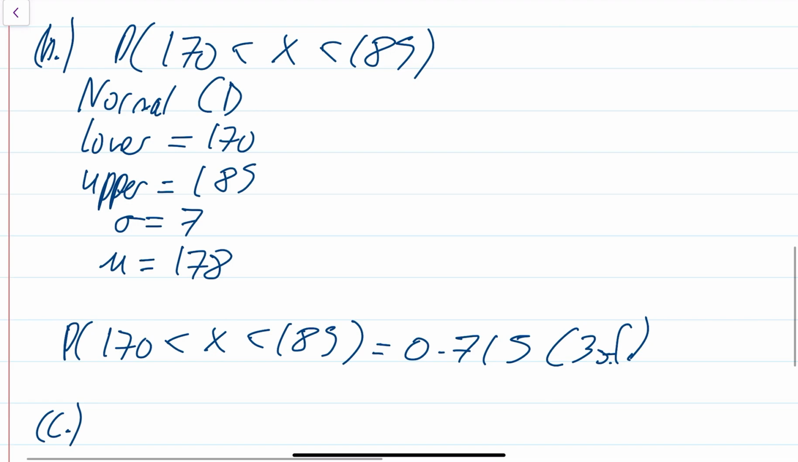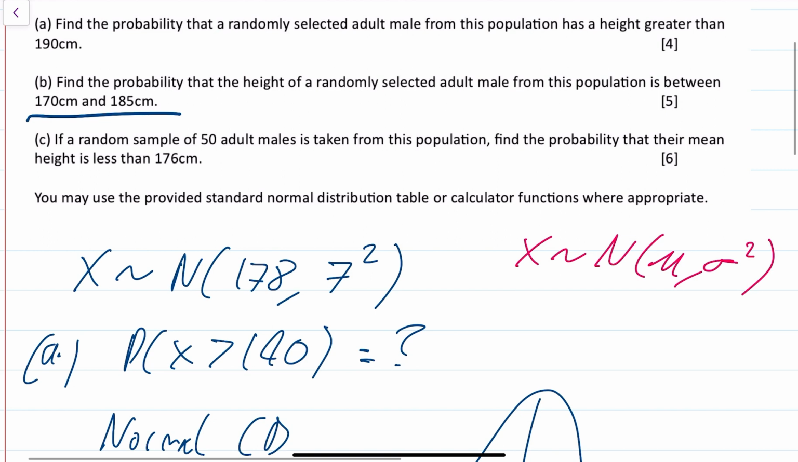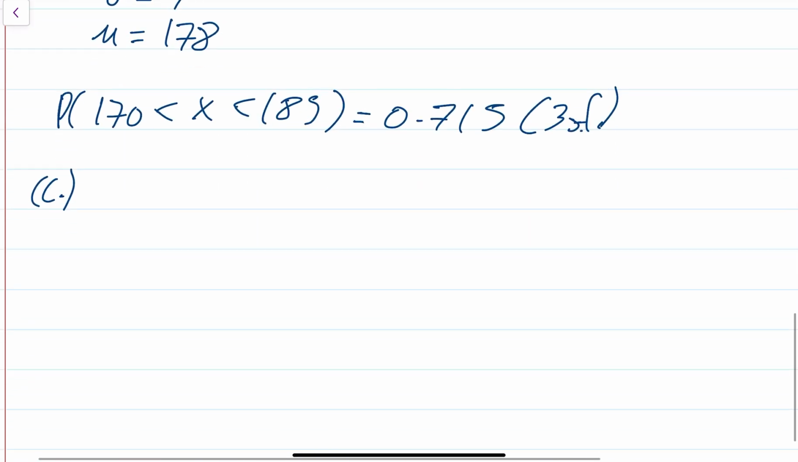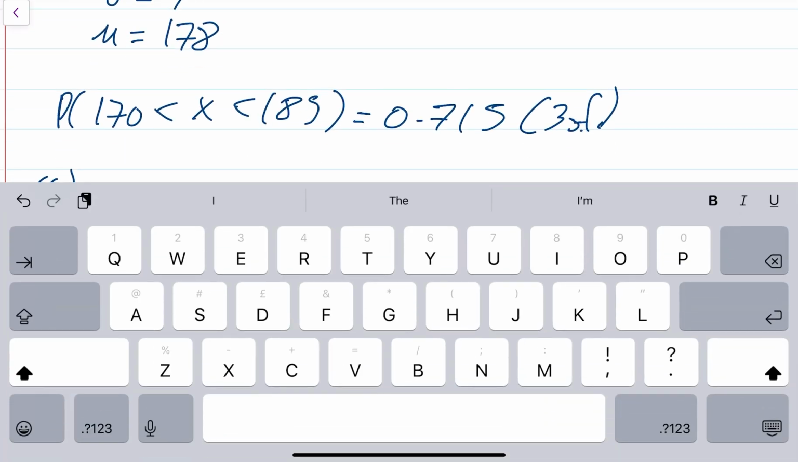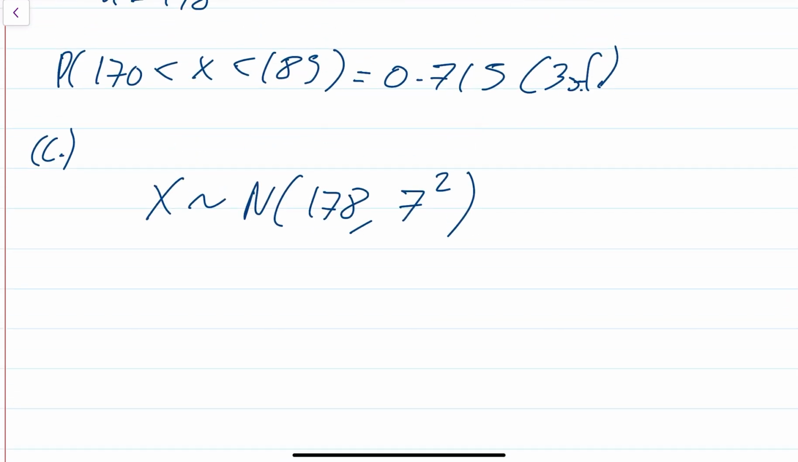Now, part C is a little bit different. Part C says if a random sample of 50 adult males is taken from this population, find the probability that their mean height is less than 176. Okay, right, let me write this down again. Let me just copy this here. This is what we had originally, and then it was 50. So bear with me a wee second. I would always write that down.